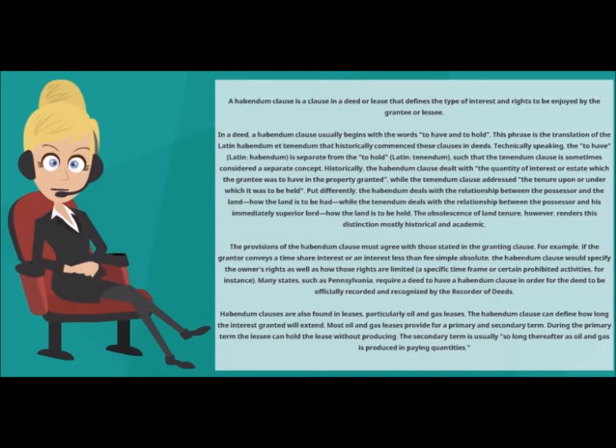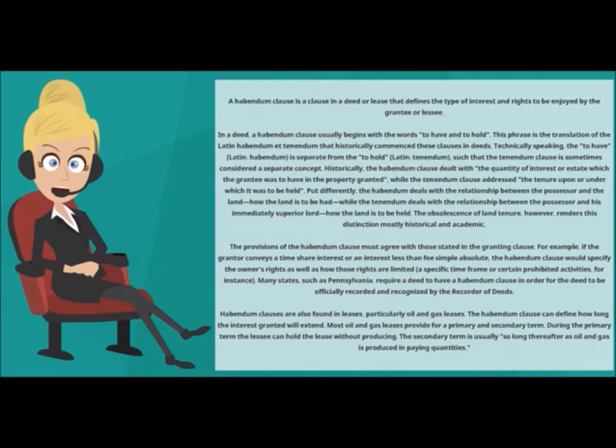The provisions of the habendum clause must agree with those stated in the granting clause. For example, if the grantor conveys a time-share interest or an interest less than fee simple absolute, the habendum clause would specify the owner's rights as well as how those rights are limited, a specific time frame, or certain prohibited activities. For instance, many states, such as Pennsylvania, require a deed to have a habendum clause in order for the deed to be officially recorded and recognized by the recorder of deeds.